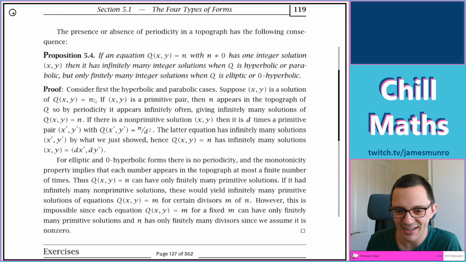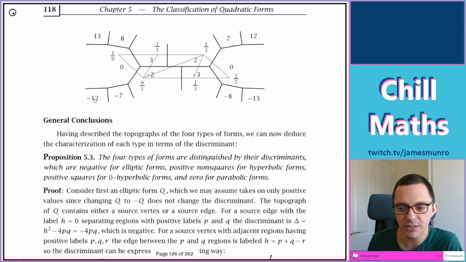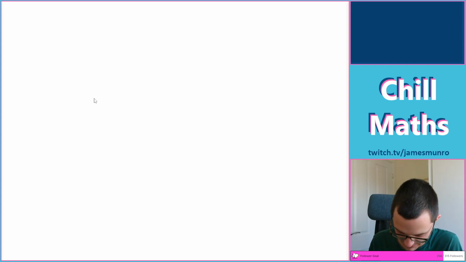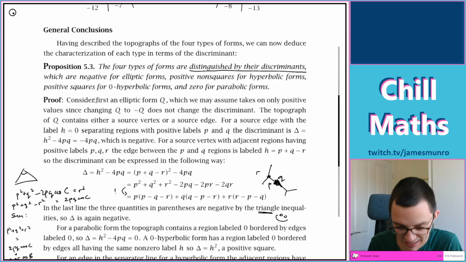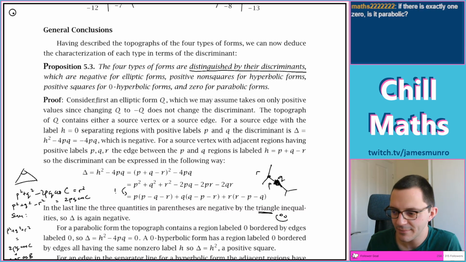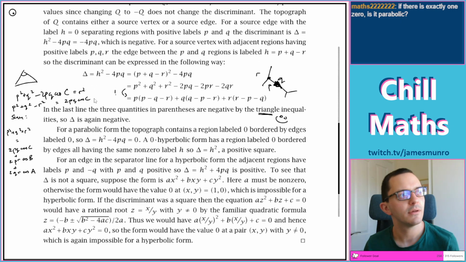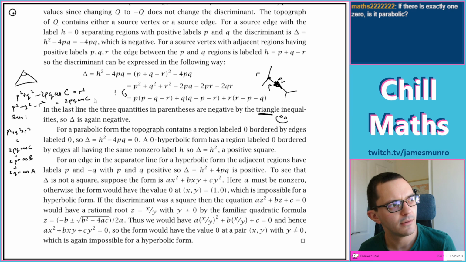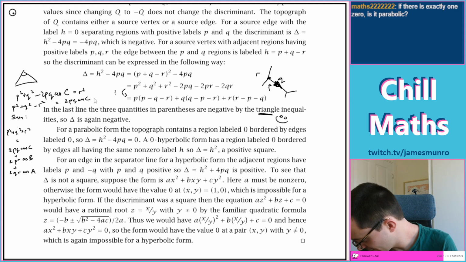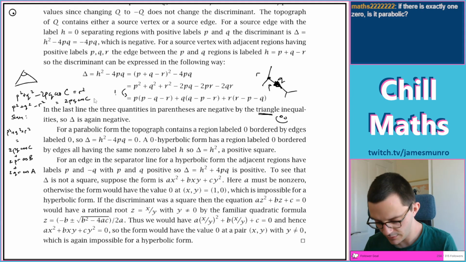Here we go. Was that the proposition? Yes, distinguished by their discriminants. Hence the name, sort of, maybe. So if there is exactly 1 zero, no, I think you can be. Zero hyperbolic with exactly 1 zero. I think you can take a value here, and then I think you can be fine.